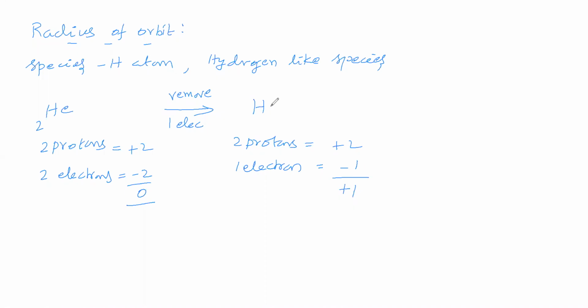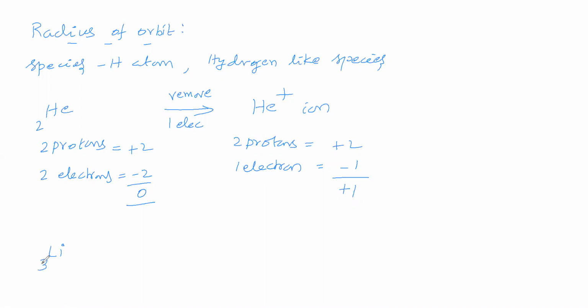So we write He+. This He+ has a net charge, therefore it is called an ion. This He+ has 1 electron, therefore it is an example of a hydrogen-like species. Now we will take Li, lithium.